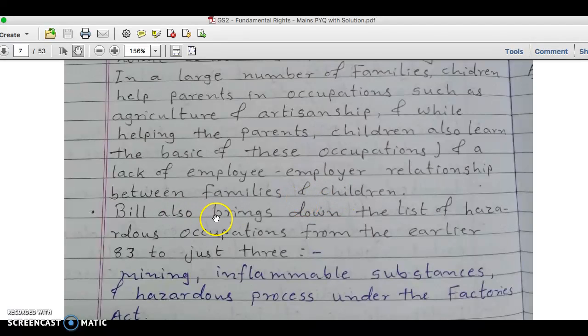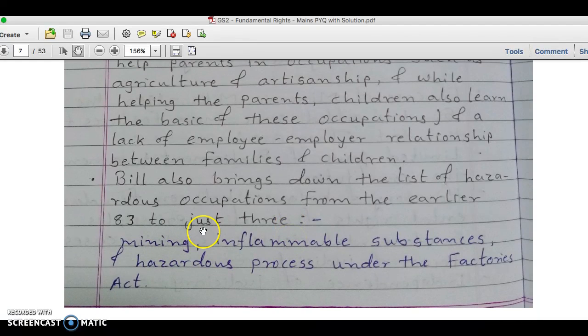This bill also brings down the list of hazardous occupations from the earlier 83. Remember, in the beginning they had added 83 particular types of jobs in child labor, but this was almost reduced to 3. From 83 we have reduced this list to 3 only, where now the list has mining, inflammable substances and hazardous processes under the Factories Act.